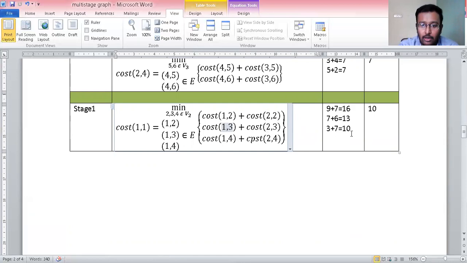Proceeding with the calculation, I'll get the following answer: 16, 13 and 10. Now, out of this, which is the minimum? The answer is 10. So the cost of vertex 1 at stage 1 is 10.